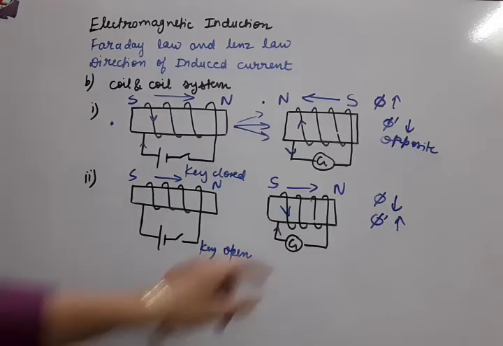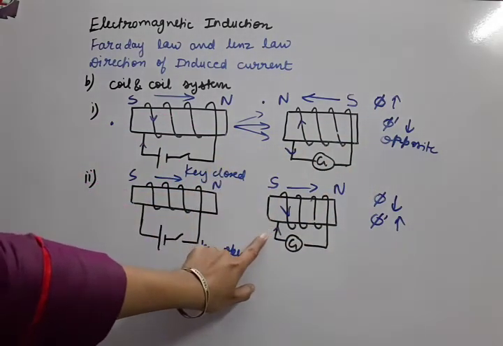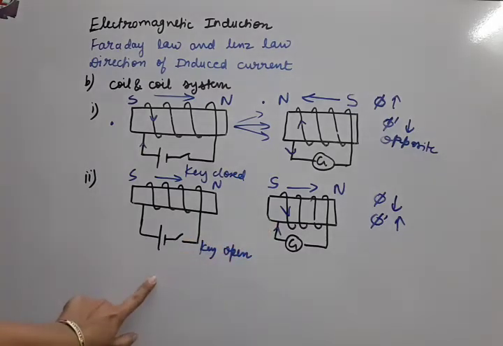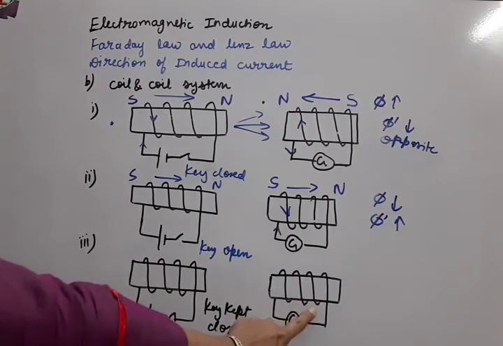So you can notice one thing, as soon as the cause got reversed, the direction of induced current also got reversed, opposite. Now there is a third case in which the key has to be kept continuously closed. Understand this third case. Now this key is continuously closed and kept closed. Okay, if the key is kept closed, continuously closed, will there be any induced current?